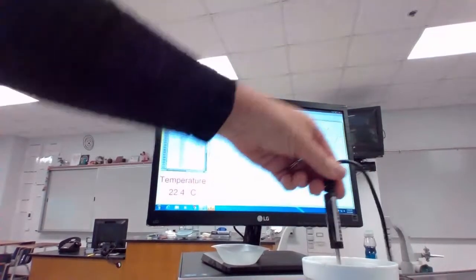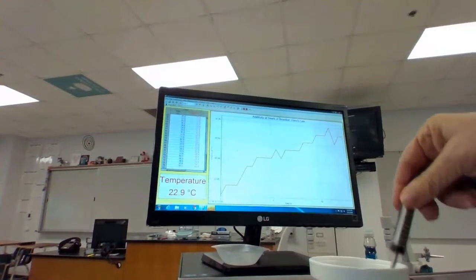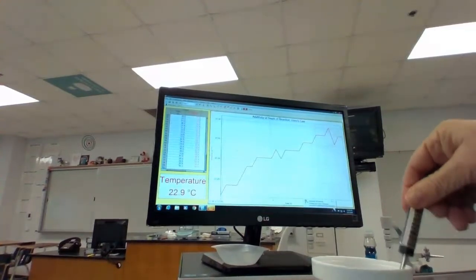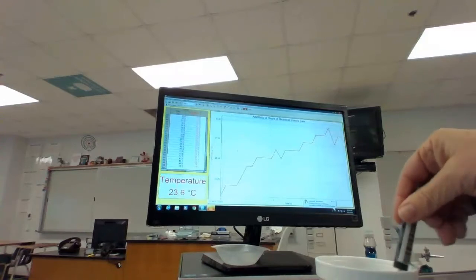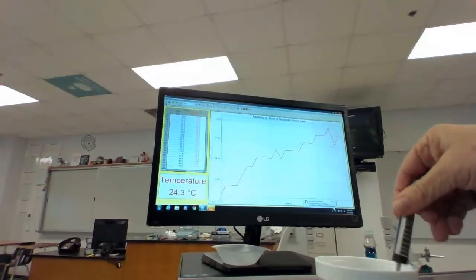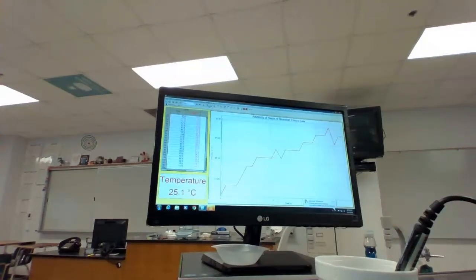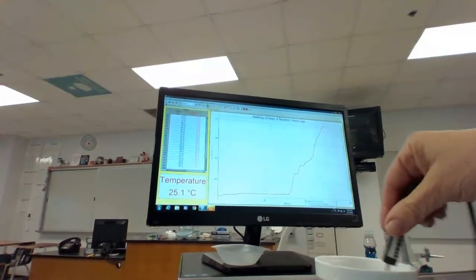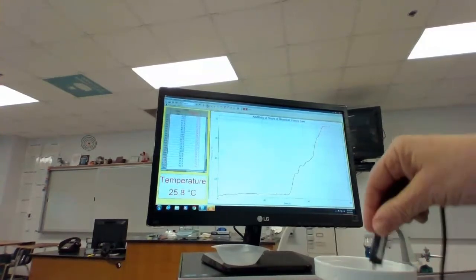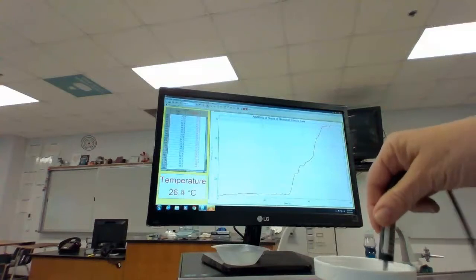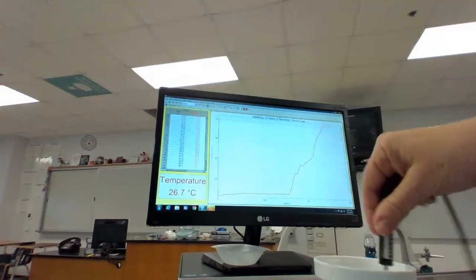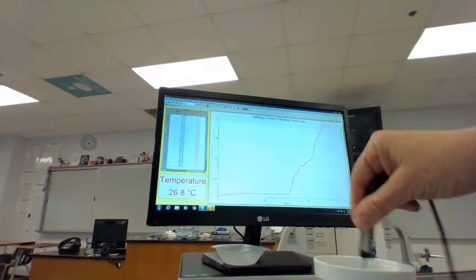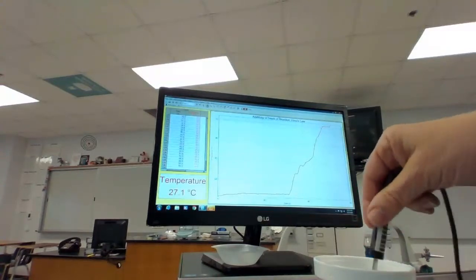So there is my calcium chloride, and I'm going to try not to cover everything up. And currently it is going up and up and up and up. I'm going to want to have it rescale itself. There we go. And as you can see, it is still doing its thing, giving it time to finish. It is still going up in temperature. I think we might be getting pretty close to the end here.